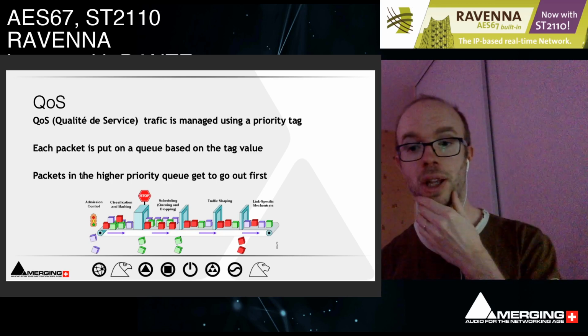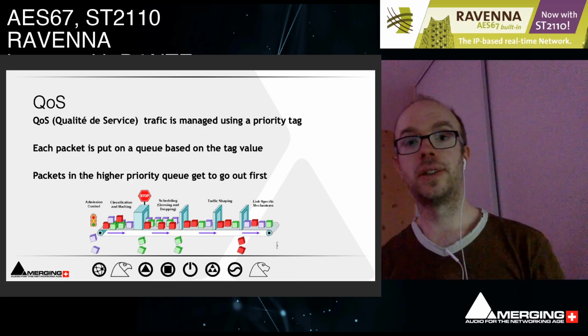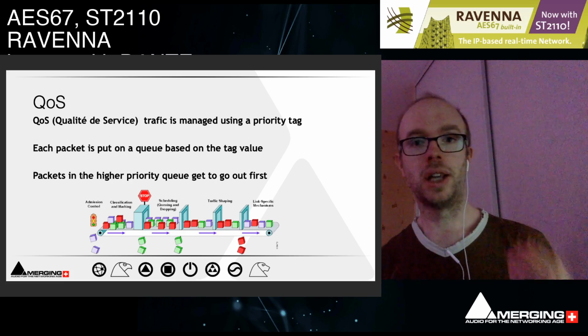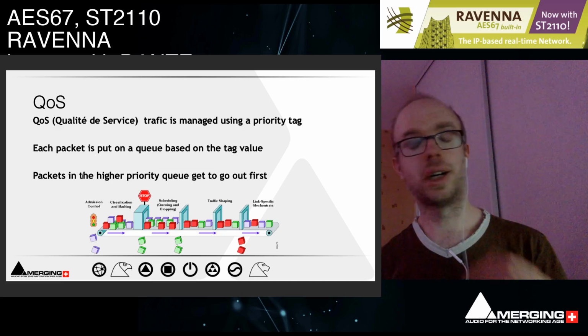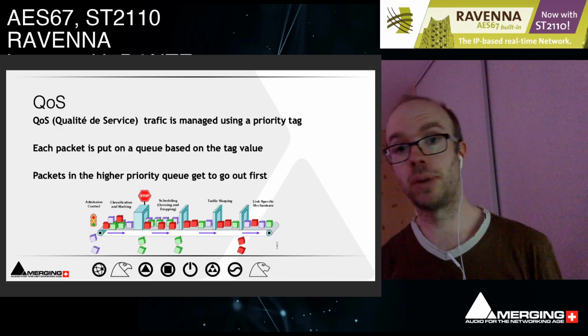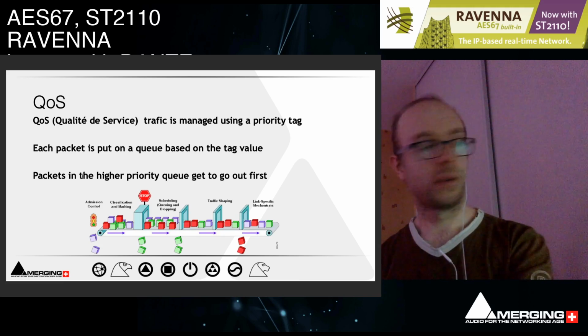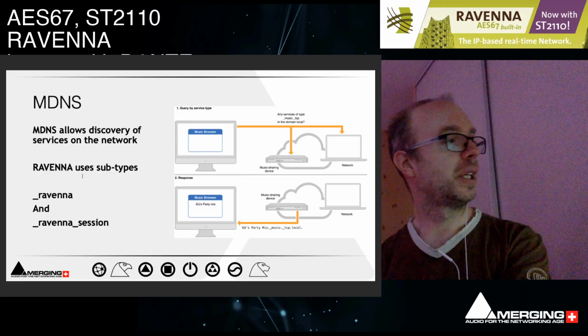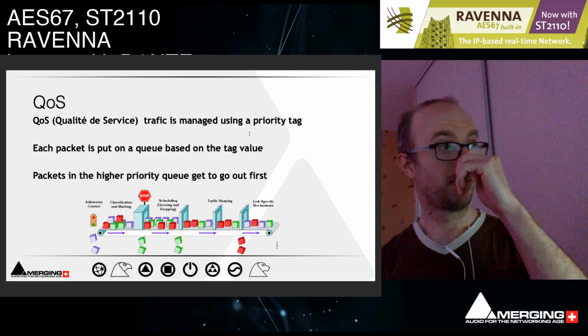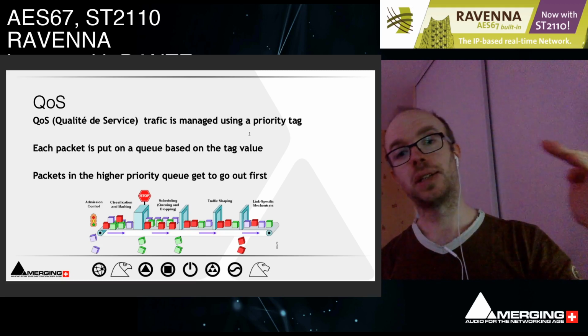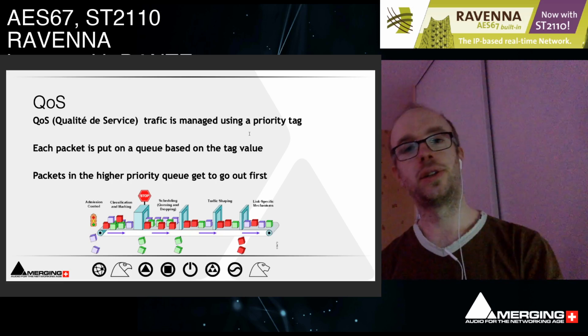What is the stream or the type of traffic that I will privilege and that I will put in the higher queue? So this is the clock actually, because if I don't have the clock, if I begin to lose the clock on the network, I don't care about audio because I will not be able to play it anymore. So in QoS, we'll go first with the PTP packets, then the audio, and then the control.